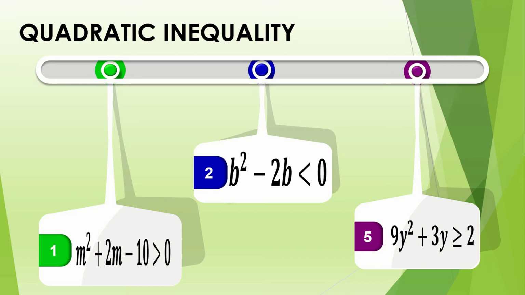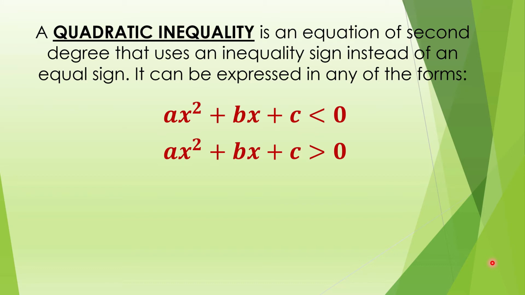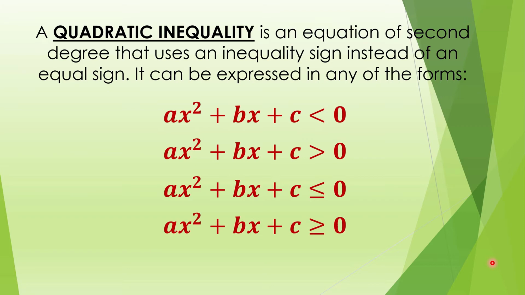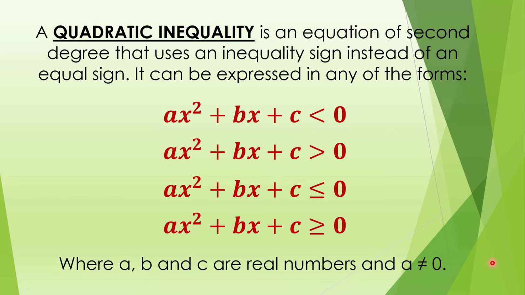When we say quadratic inequalities, a quadratic inequality is an equation of second degree that uses an inequality sign instead of an equal sign. It can be expressed in any form: ax squared plus bx plus c is less than 0, ax squared plus bx plus c is greater than 0, ax squared plus bx plus c is less than or equal to 0, and ax squared plus bx plus c is greater than or equal to 0, where a, b, and c are real numbers and a is not equal to 0.